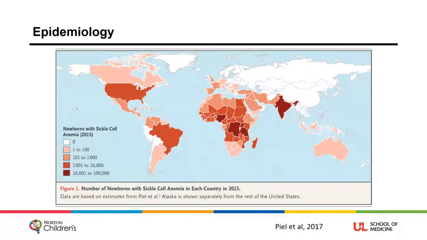So it is expected that approximately 300,000 people are born every year with sickle cell disease, the majority of which, about 80% of them, are in sub-Saharan Africa. In the United States, there are about 100,000 people living with sickle cell disease currently.